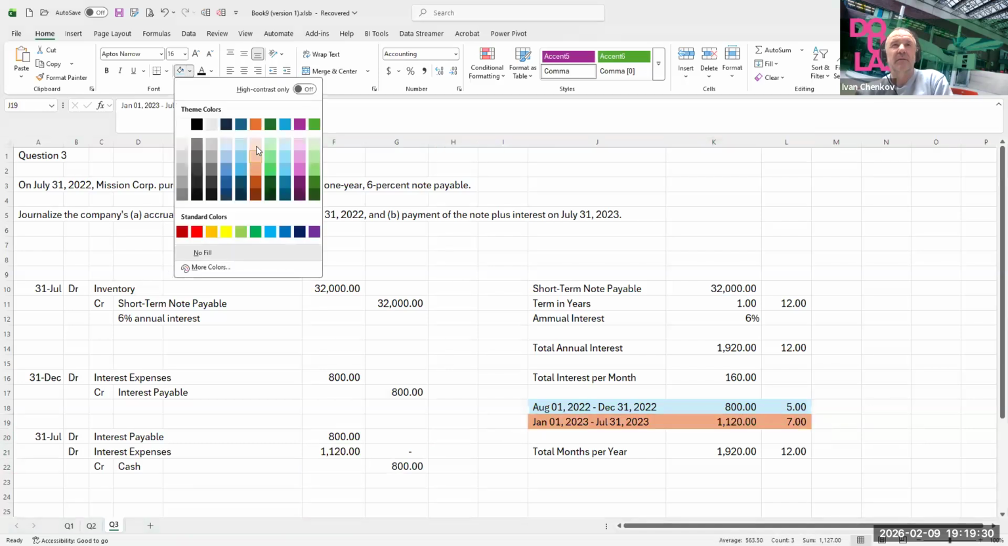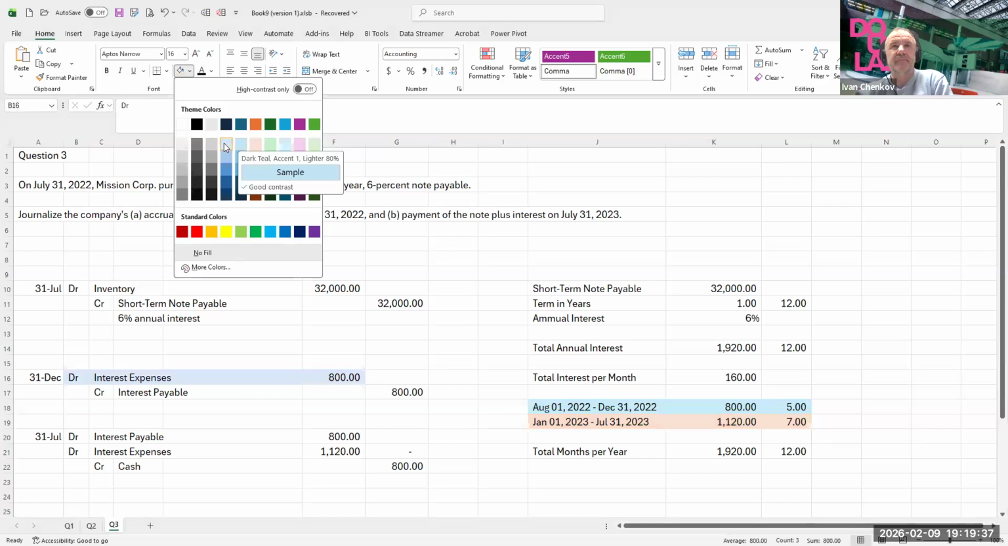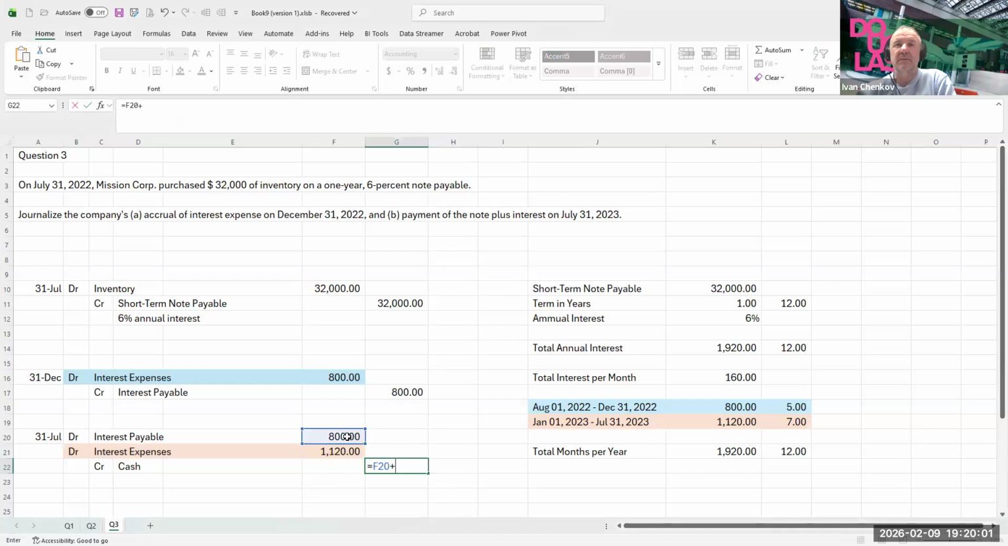Let me highlight it in different color. So the first expense here is this one, the blue one. The second interest expense is this amount. And we have to pay cash. How much interest we have to pay? We already know, 1,220. When I combine those two, do I have 1,220? We should have it. It's gonna be this one plus that one.